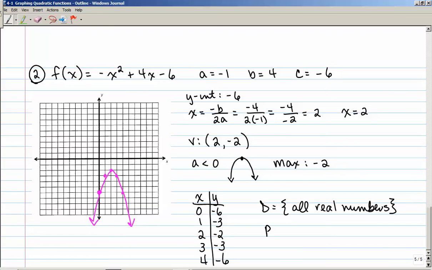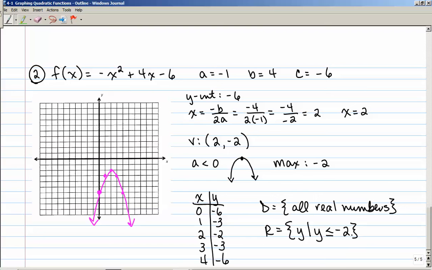And my range, since my vertex is a maximum, all of my y values are going to be smaller than that. It's going to be y is less than or equal to the y of my vertex, -2.